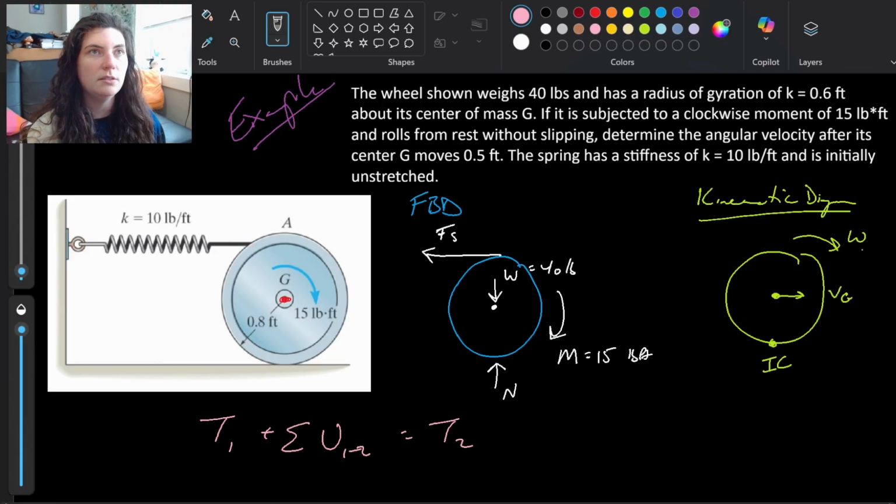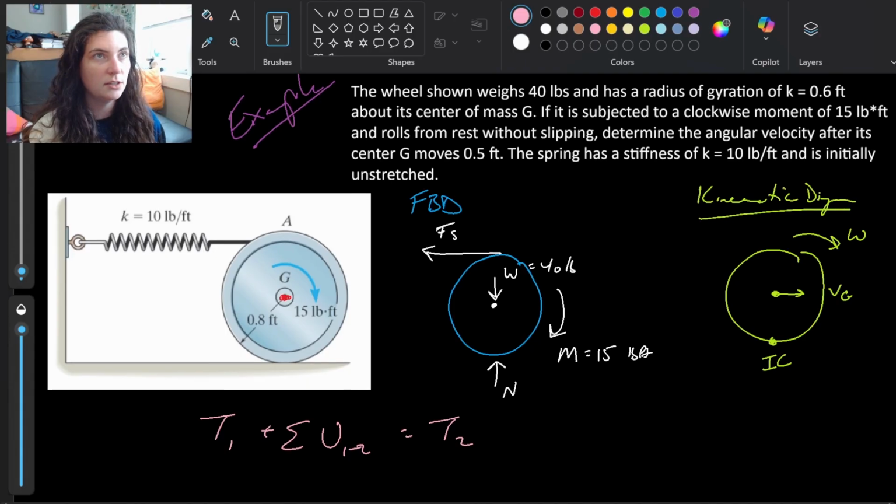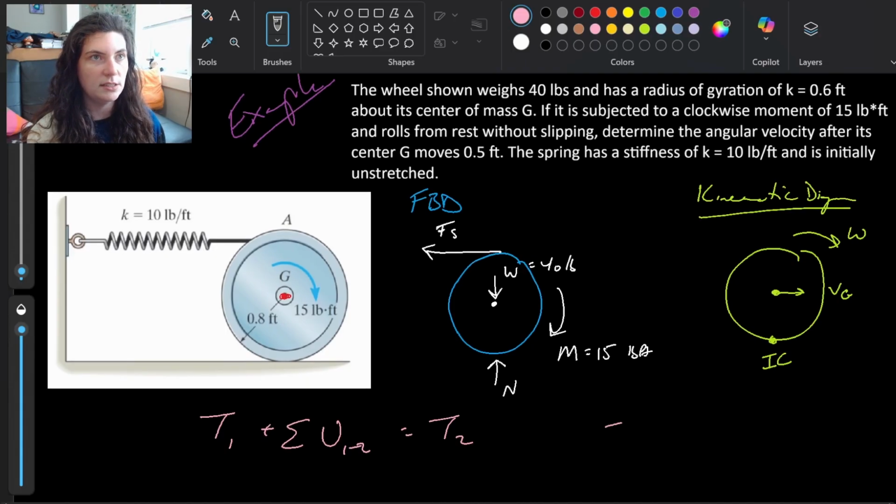So for our T1, lucky us, in every single example here, it seemed like we all started from rest. So starting from rest, that makes it easy. T1 is just 0.